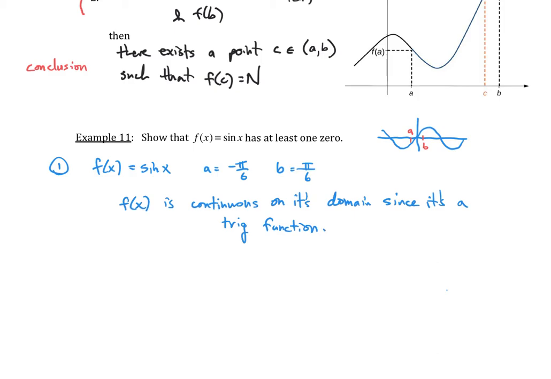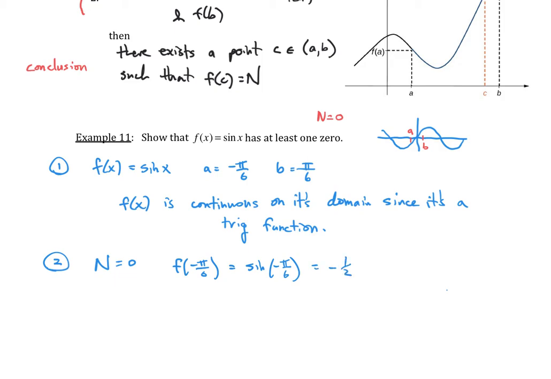What's the second condition? The second condition is we need to pick an N. So our N is going to be equal to 0. Why did I choose N to be equal to 0? Because I want to show that f of x has at least one 0. So that means my N is going to be 0, right? And then the second thing that I need to verify is when I take f of negative pi over 6, that's the same thing as saying sine of negative pi over 6. And sine of negative pi over 6 is equal to negative 1/2.